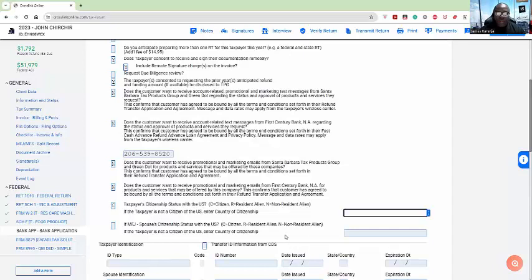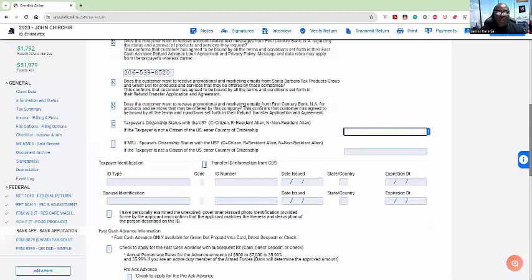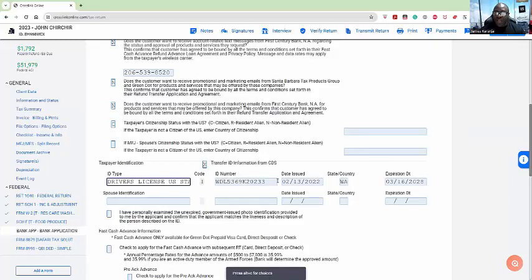If they are a green card holder, we put R. If they are a non-resident alien, we put N. Okay, and we want to pull the transfer ID information from CDC, so we go ahead and put an X there. So it has pulled the information.